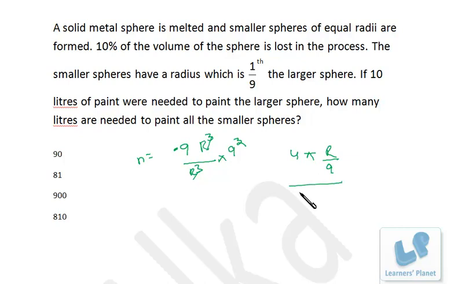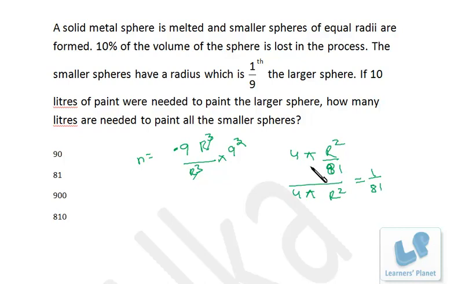And the larger one will have 4 pi r square by 81, and this is r square, right? So what is the ratio? That's 1 upon 81. That means the larger sphere has a surface area 81 times the smaller sphere, if we compare with one small sphere only.